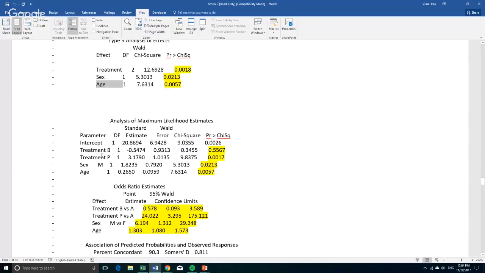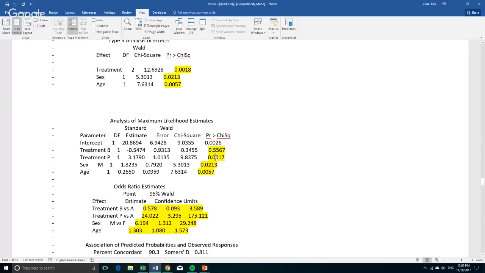So now it's going to estimate my parameters. So the intercept is minus 20.86. For treatment B, the p-value is 0.55. This is not significant. Remember, it's in reference to treatment A. And we saw this with the probabilities. Remember, 25% of people on treatment A experience pain, 25% of people on treatment B experience pain. So they didn't look like there was a difference. So compared to treatment A, treatment B is not a significant predictor of pain, a difference in pain. It doesn't matter if you're on treatment A or B.